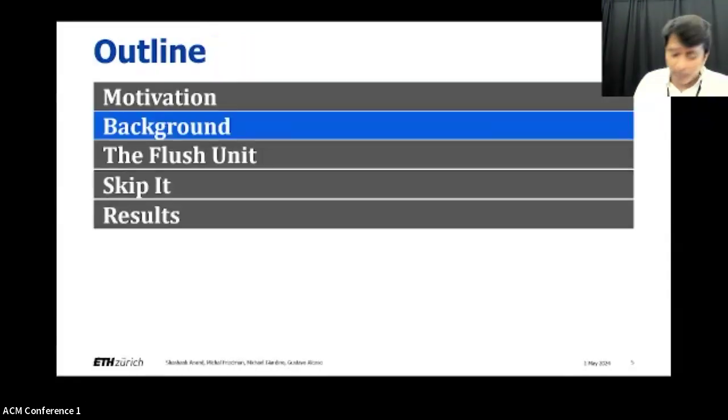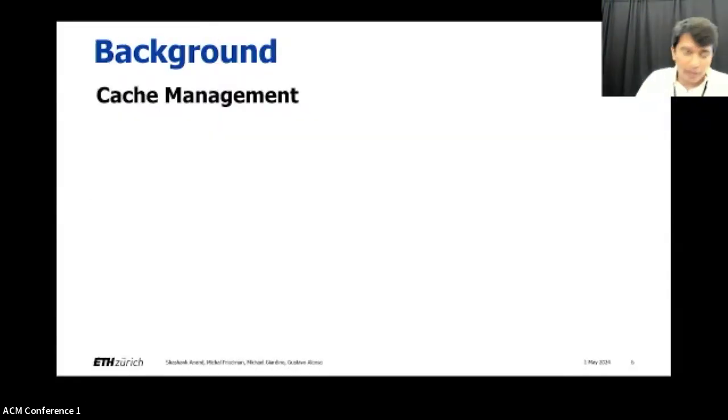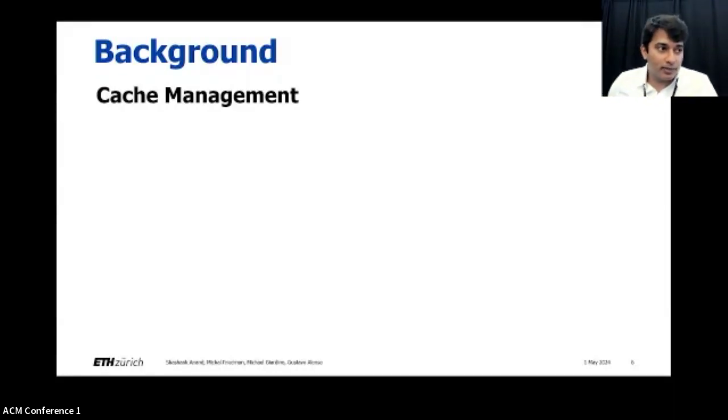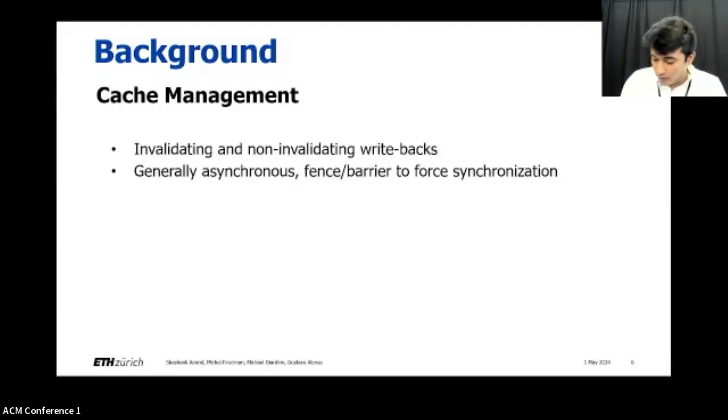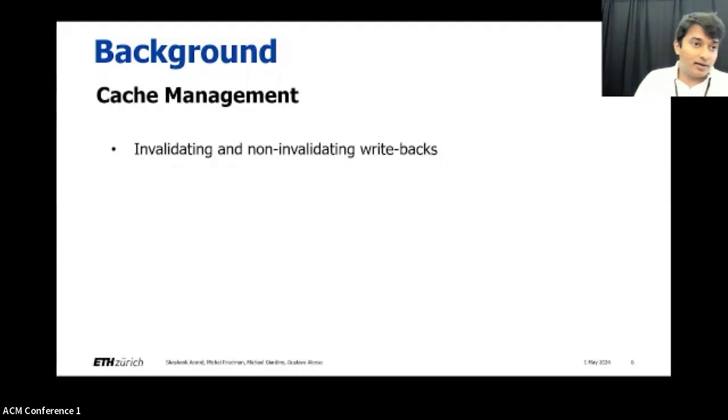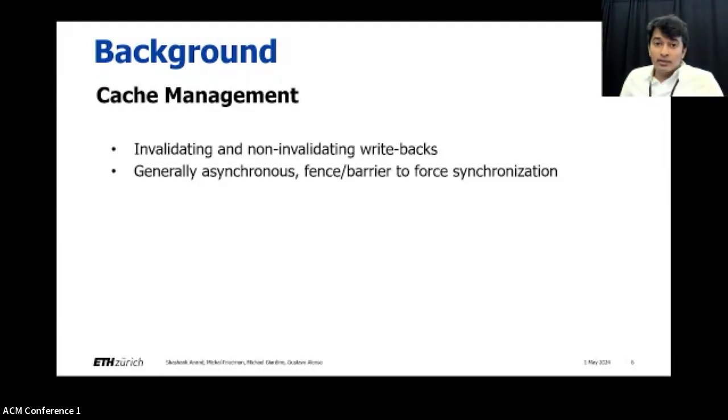For some quick background, I've been talking about user-controlled write-backs and cache management, but what exactly do I mean by them? Let me define these instructions. By cache management and user-controlled write-backs, I mean the ability of the programmer to flush a cache line all the way onto DRAM. There are usually two kinds of write-backs, invalidating and non-invalidating write-backs. In out-of-order cores, these are generally asynchronous, and the programmer must explicitly fence them to force synchronization.